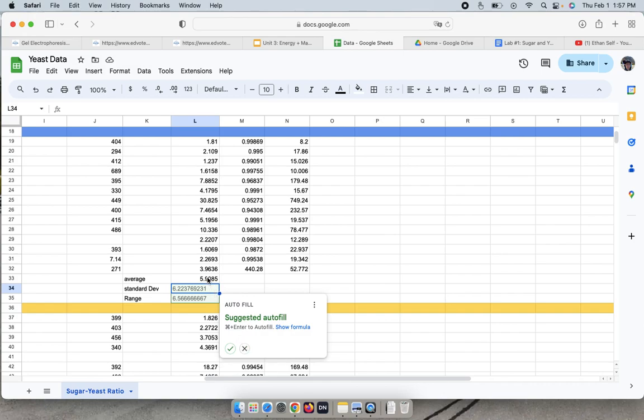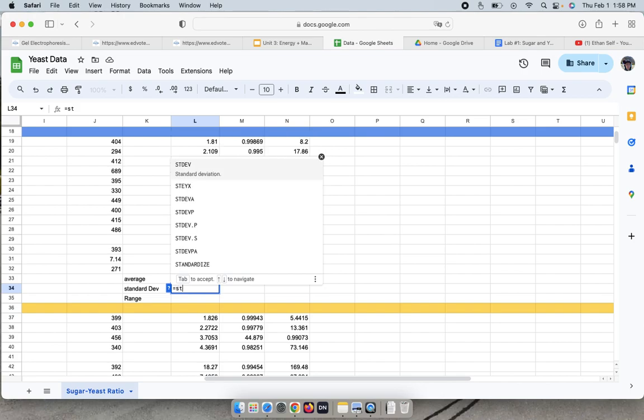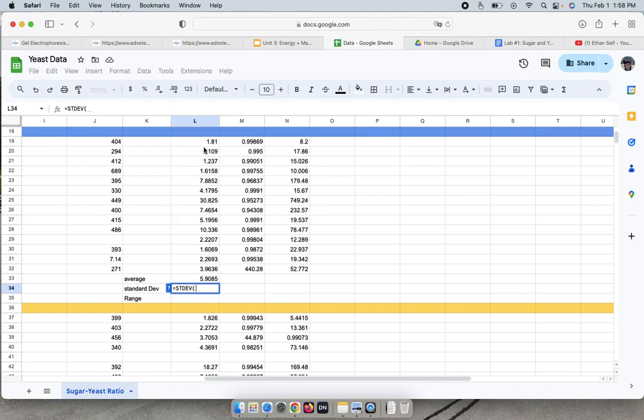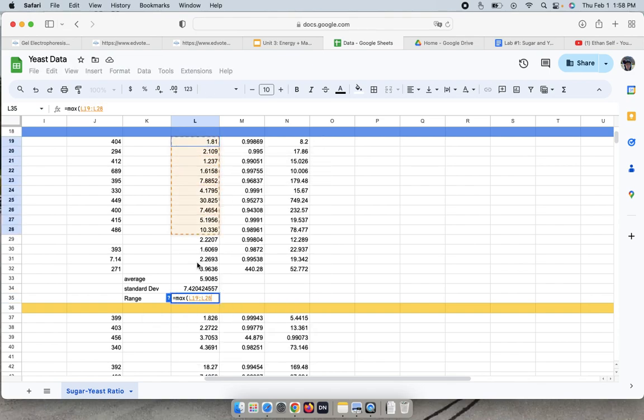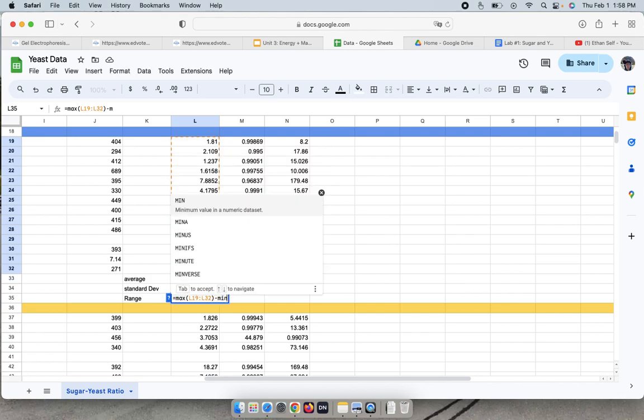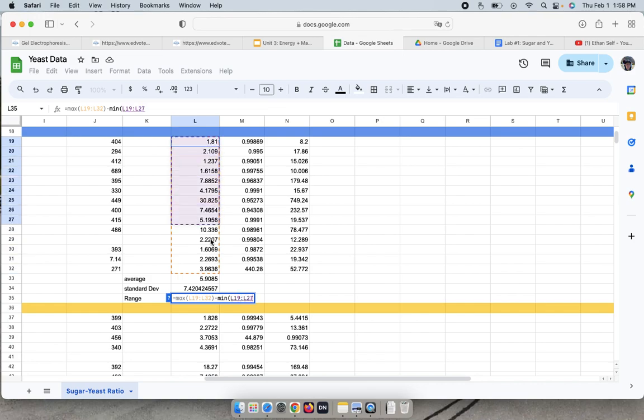I want to calculate other things, but this is basically saying my average of the control was 5.9 CO2 per second. Standard deviation is STDEV. I'm going to highlight the data, do a right parenthesis, press enter. 7.42 is the standard deviation. And then finally, I can do range, which is going to be equals max, highlight this data, right parenthesis, minus min, highlight the data.